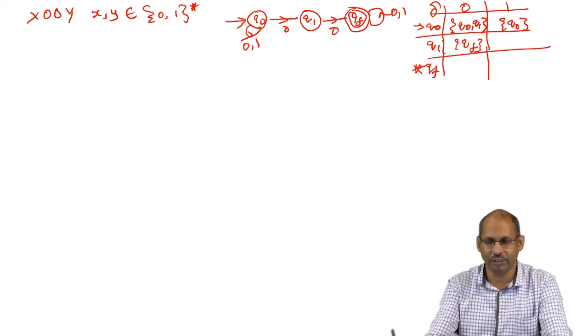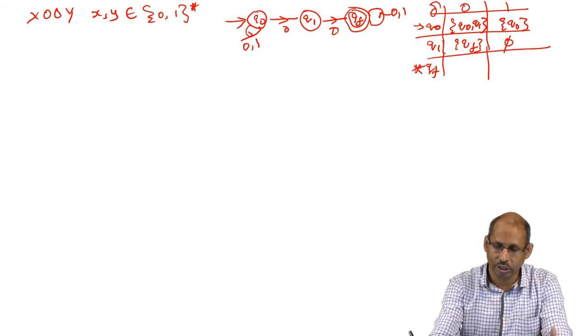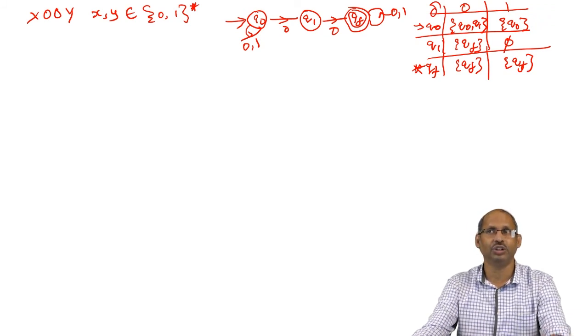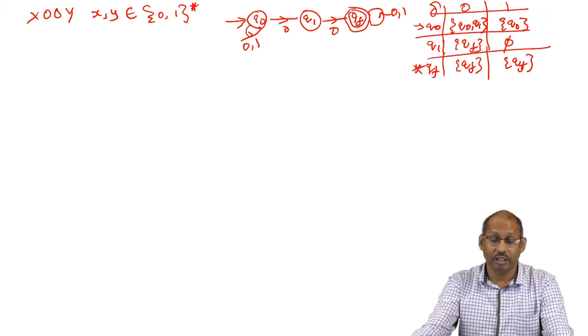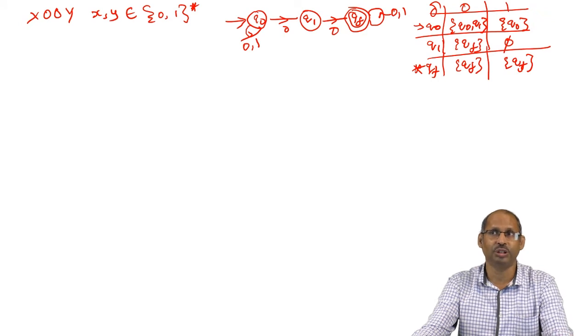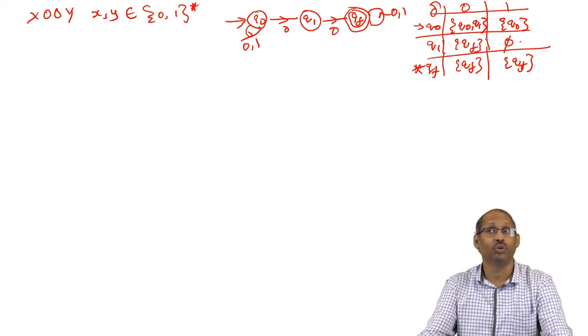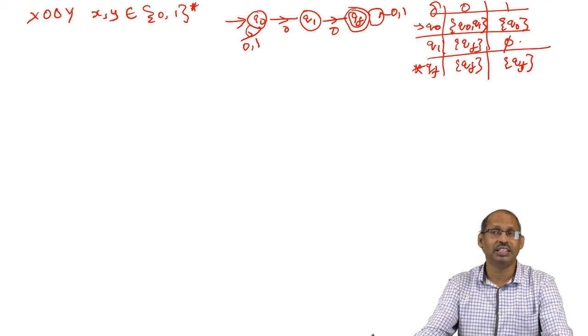Q1 on 1 has no output transitions. QF on 0 goes to QF, and QF on 1 goes to QF. Is it clear? This is the completion of the transition table. If we observe, an NFA says that a state on an input symbol may give zero, one, or more output states. Here this one has zero output states, these both have one output state, and Q0 on 0 gives two output states. So this is the NFA definition.